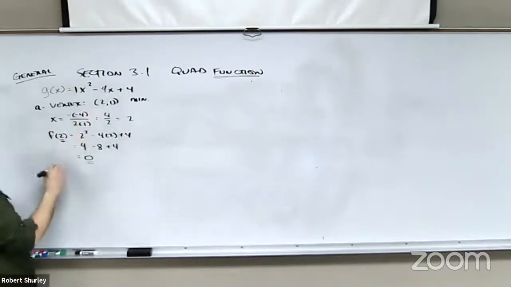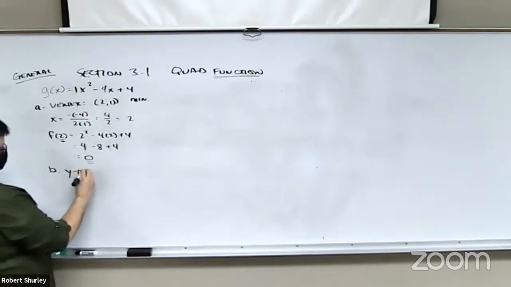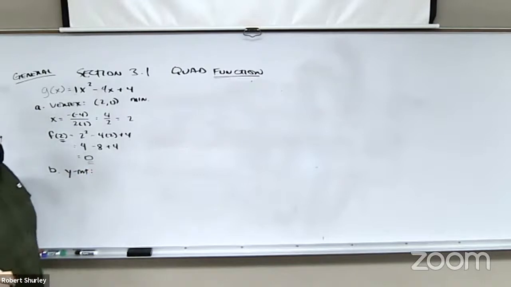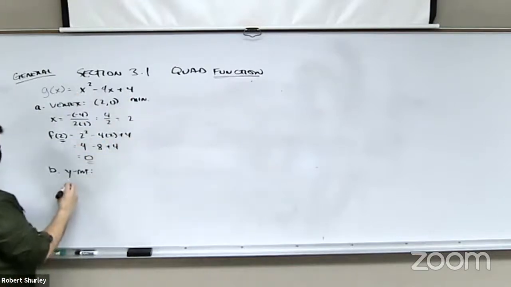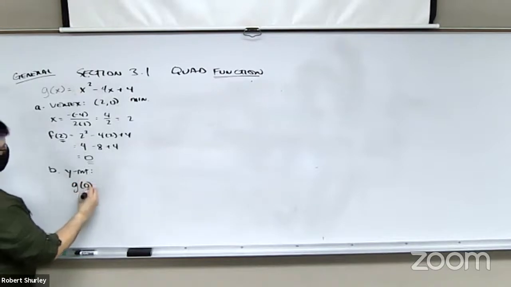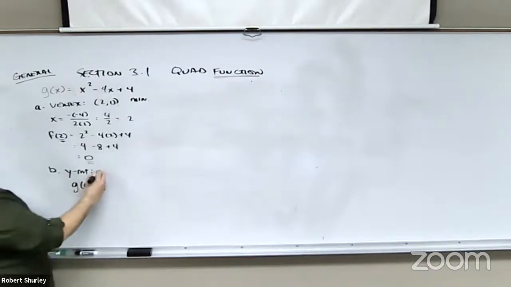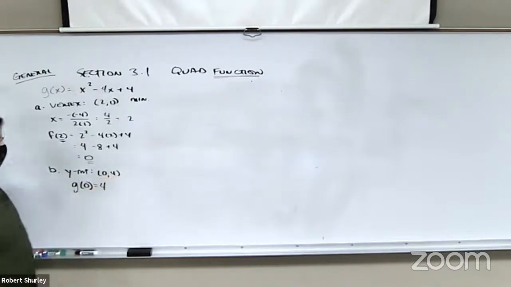So let's find the y-intercept. Remember, this is the easy way to find the y-intercept. If it's in this form, it's always just that, okay? But if you plug in g of 0, you're going to get back 4. So 0, 4.